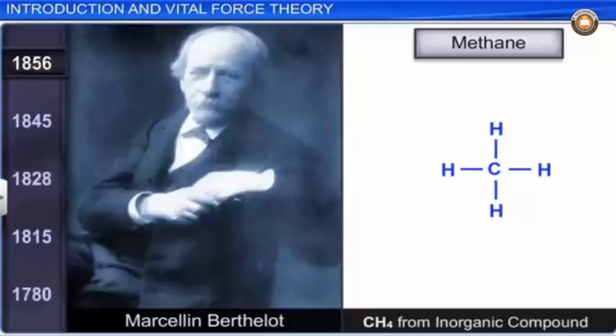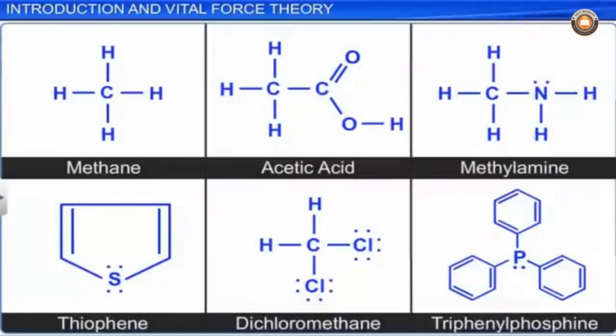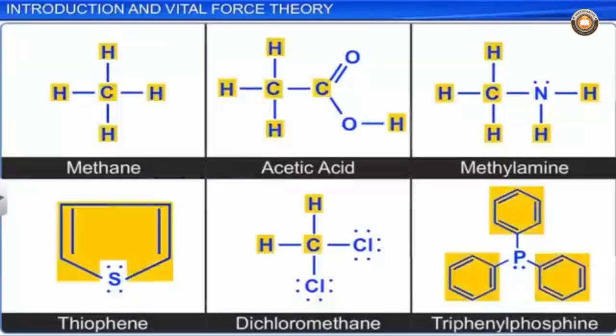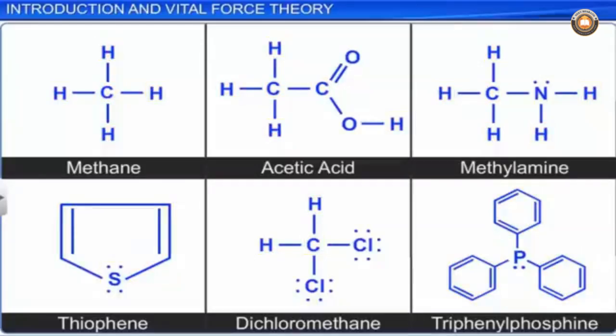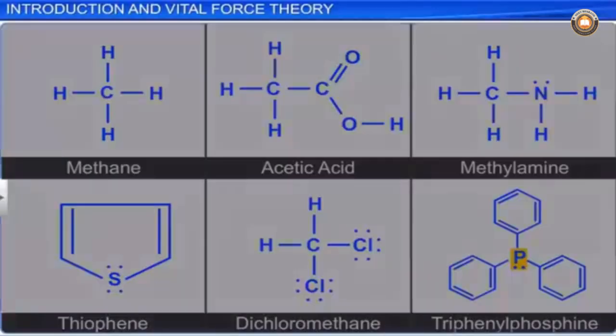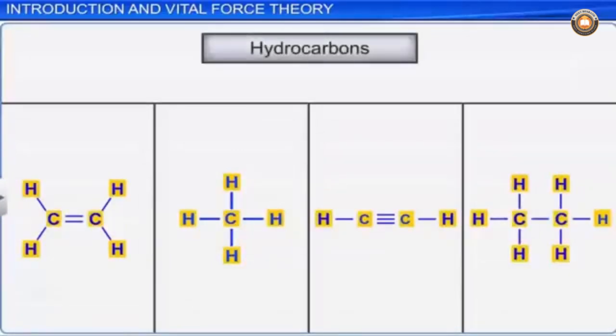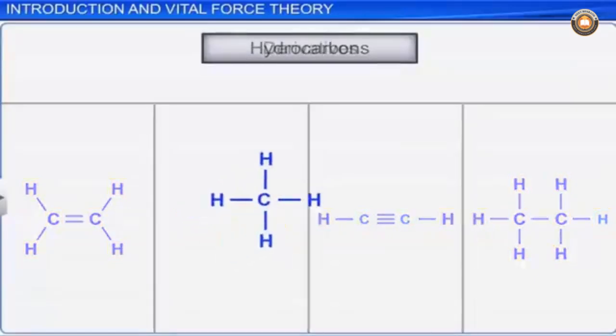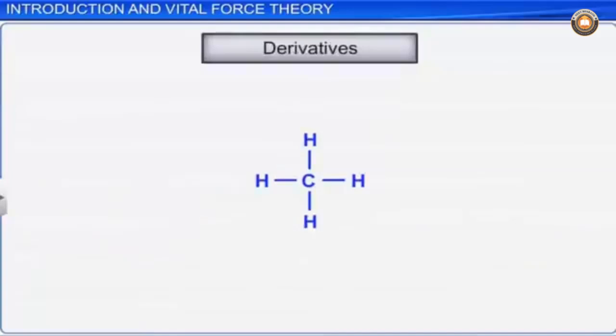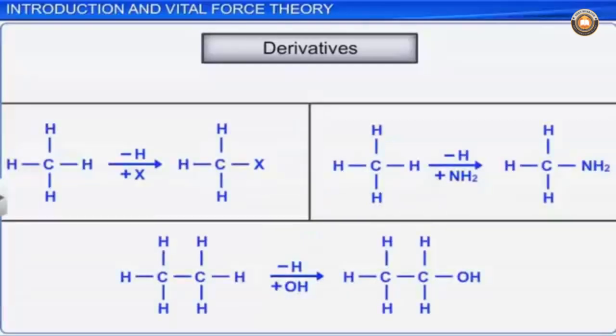A few years later, scientists found out that natural and synthetic organic compounds essentially contain carbon and hydrogen. And at times, they also contain other elements such as oxygen, nitrogen, sulfur, halogens, and phosphorus. Organic compounds made of only hydrogen and carbon atoms are known as hydrocarbons. All other organic compounds are considered to be derived from hydrocarbons by replacing one or more hydrogen atoms with atoms of other elements. Thus, organic chemistry is defined as the chemistry of hydrocarbons and their derivatives.